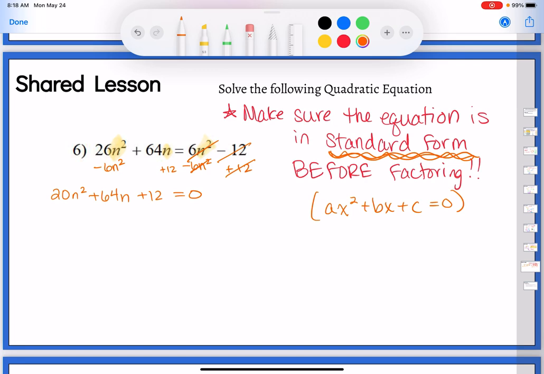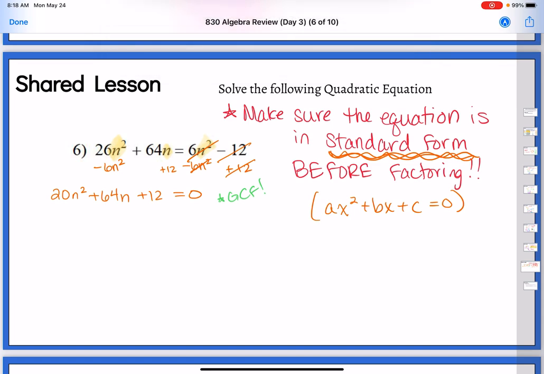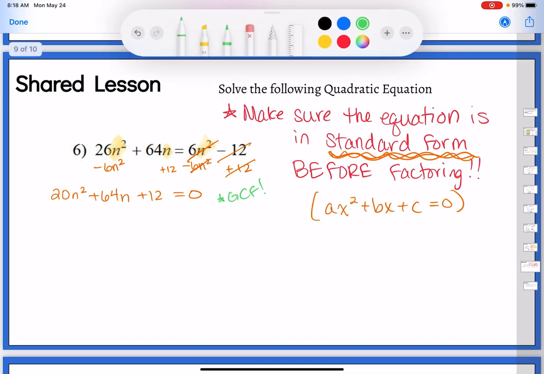Holy cow, now those are huge numbers, and when you have huge numbers like that, you should really be looking for a GCF, and there for sure is a GCF on this one. 20, 64, and 12. Looks like I could get a 4 out of that for sure. Let's see if we can do it. So here I have 4 times 20n squared. 4 times 5n squared would give me 20n squared. 4 times 16n would give me 64n. 4 times 3 would give me 12.